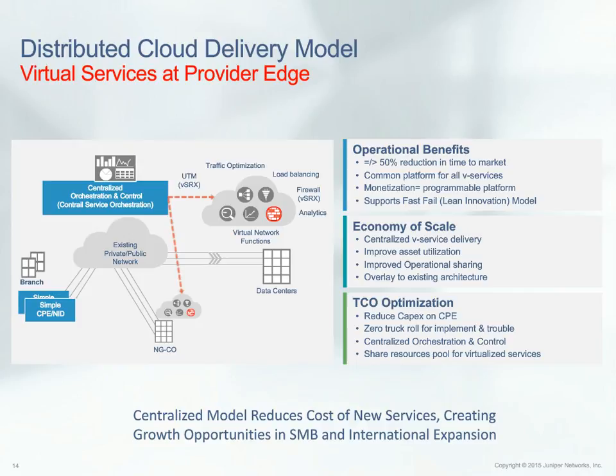But what if we could take those same services and push them out to some of the additional real estate assets that the service provider has, such as the provider edge? That's what the red arrow down to the next-gen CO illustrates: being able to push those similar services, with that centralized orchestration layer, down to your next-gen CO. So, reaping the same benefits, but bringing these services and applications closer to the end customer.